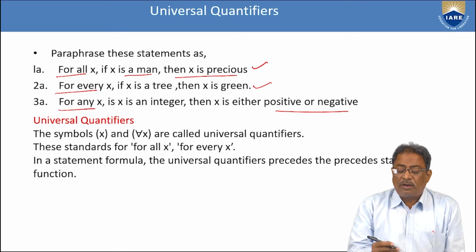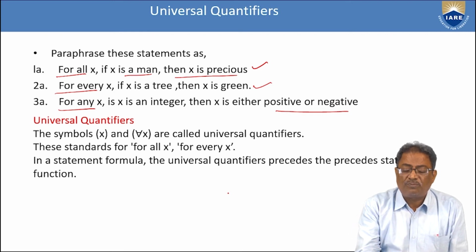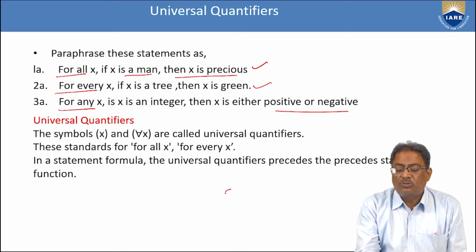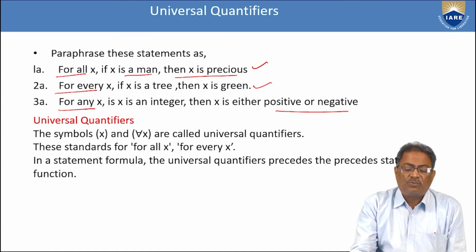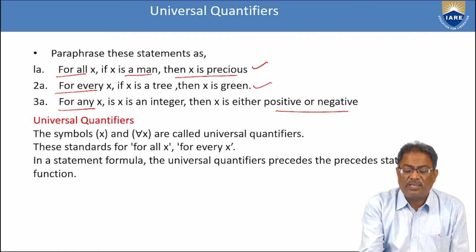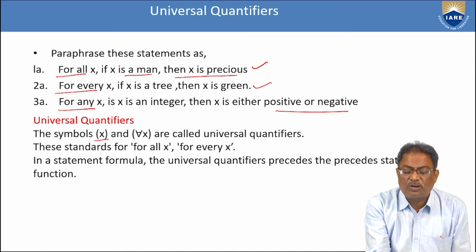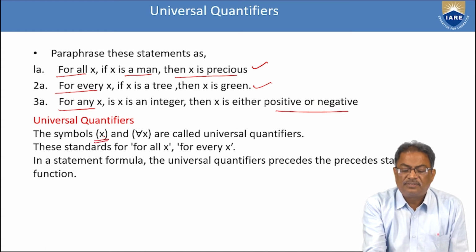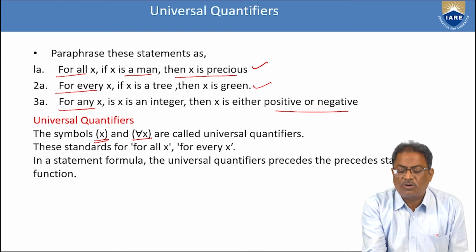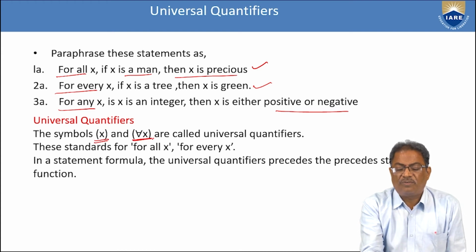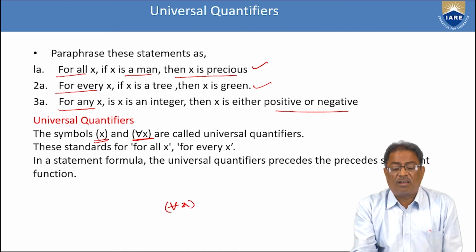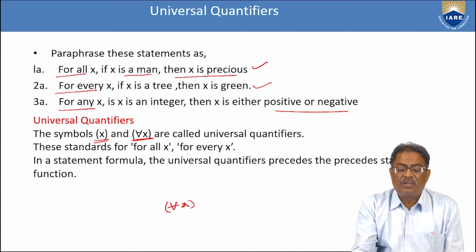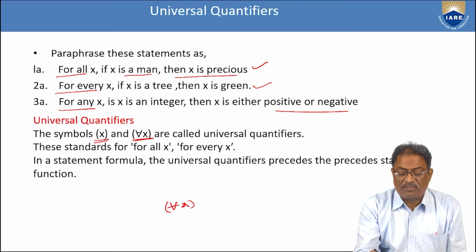So we have to quantify. Quantifiers are of two types: one is the universal quantifier and the other is the existential quantifier. The first one is the universal quantifier. We are going to represent it as "for every x", or as "for all x". Both are the same, and we represent it in either this form or this form.